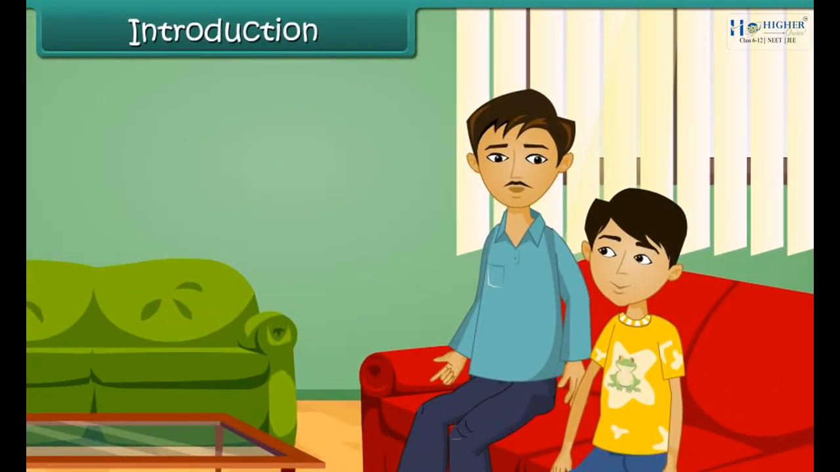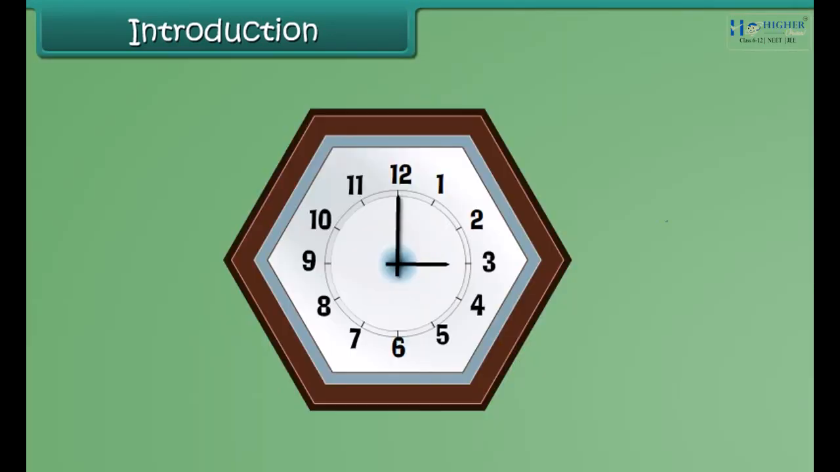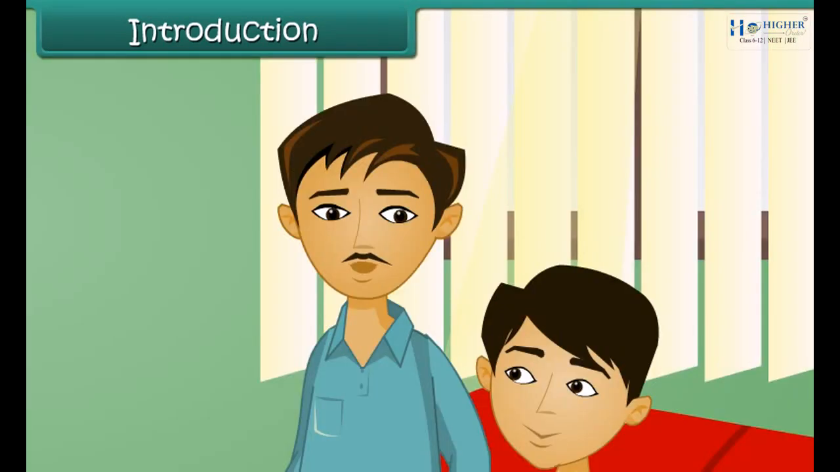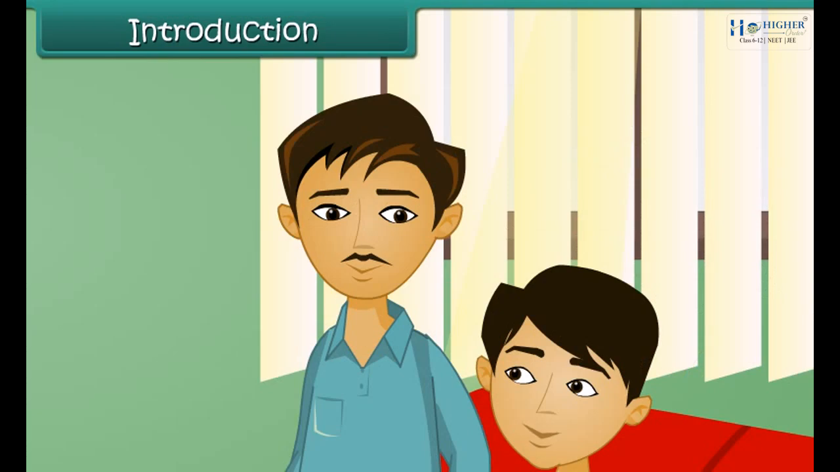Why are you looking at the clock, Vijay? I am trying to make out the angle made by the hands of the clock, uncle. I see. So what angle do they make, Vijay? They make a right angle, uncle.